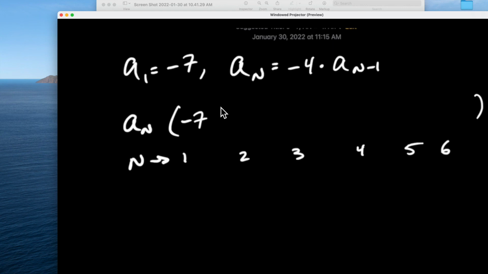Now, how do we find the value at position 2? Let's put a question mark there. What is that value? How do we find it? Well, here it is right here. We take -4 and we multiply it by the a value one position to the left, -7. That's going to give us 28. Positive 28. Very important.